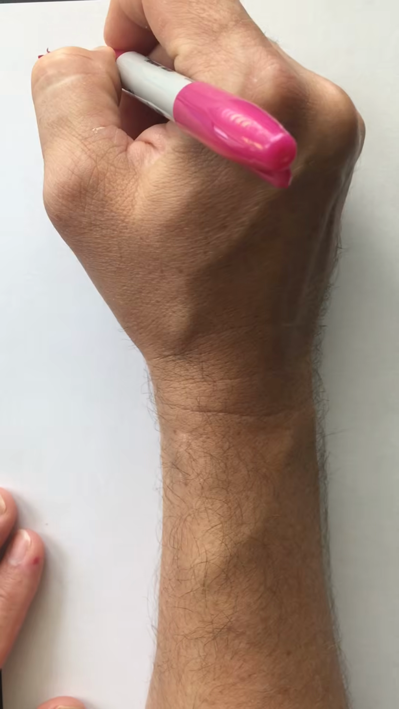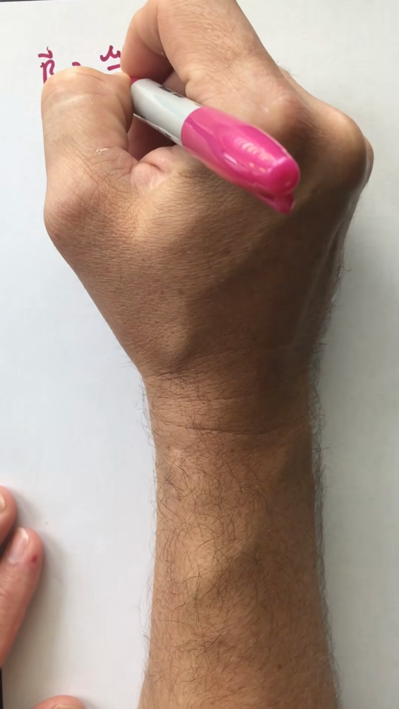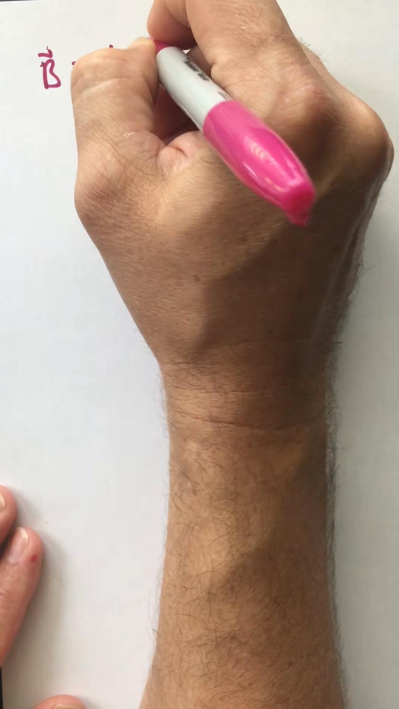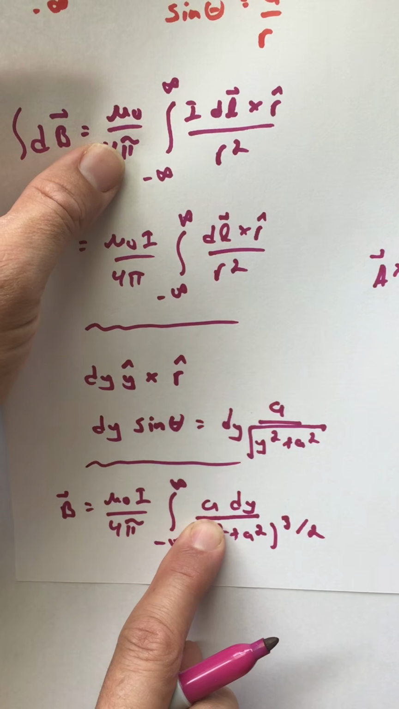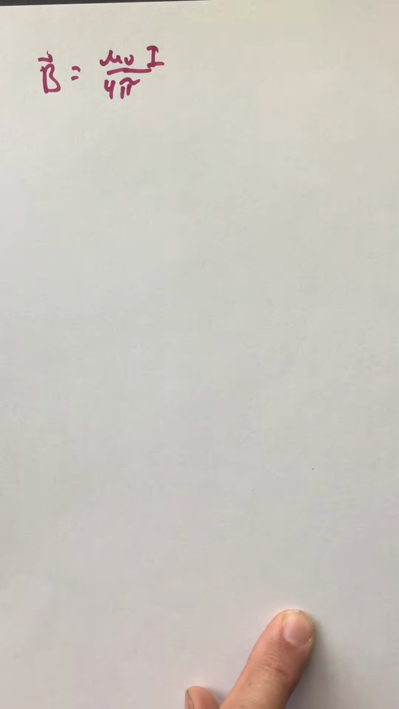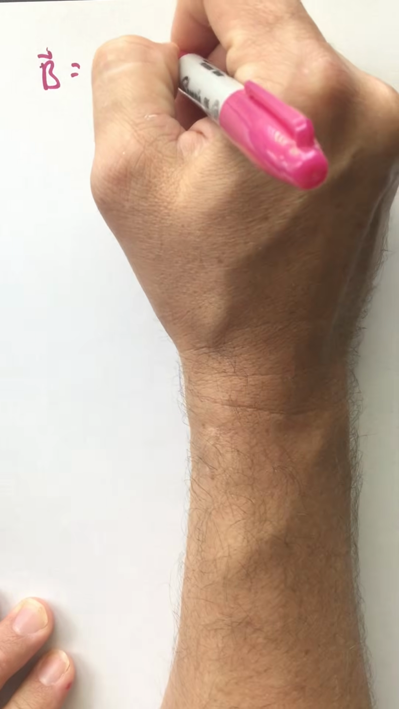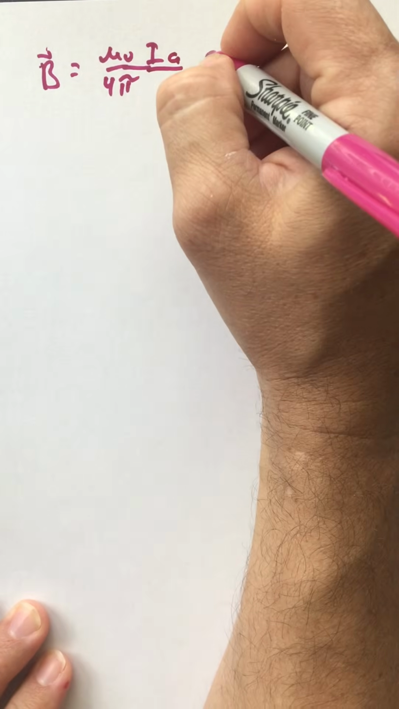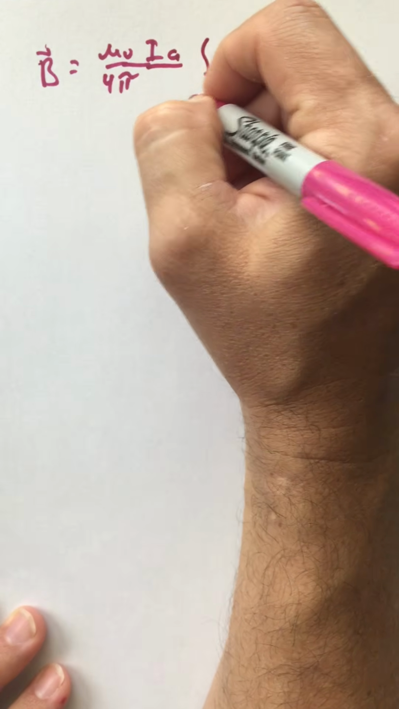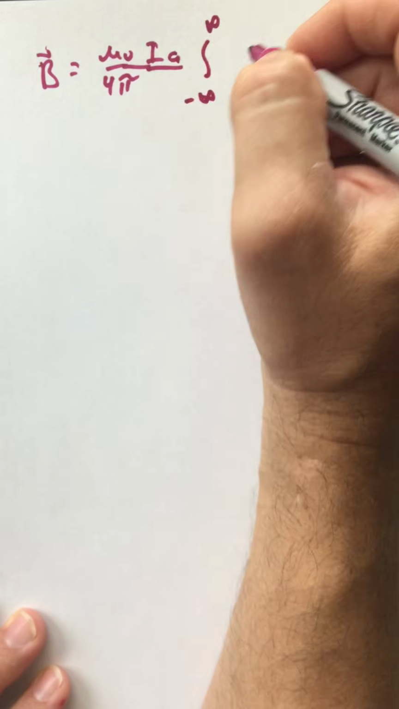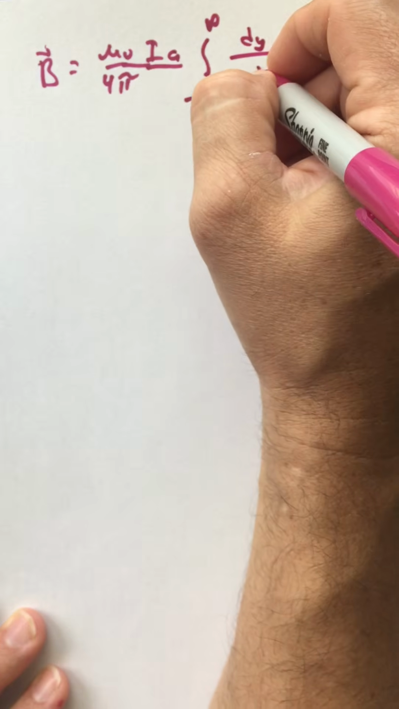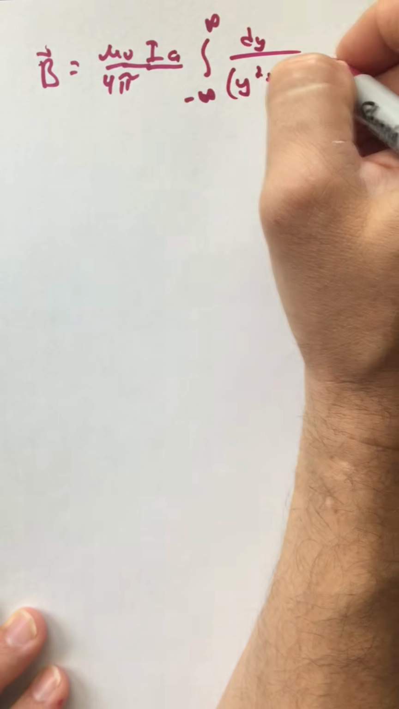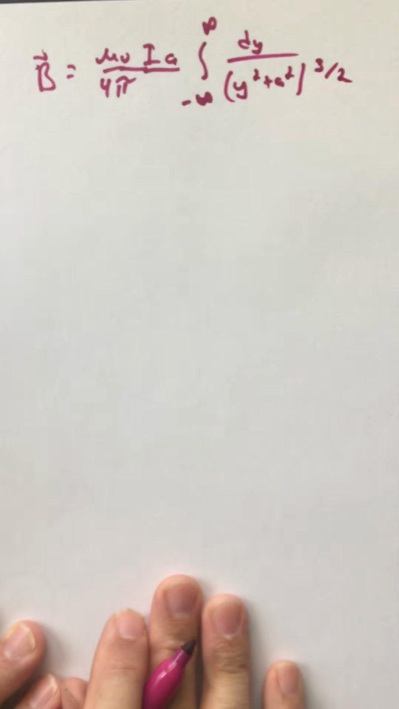B is equal to mu naught over 4 pi. There was an I here. Let me go ahead, if it's all right with y'all, and pull out this constant. We just got an a, that's a constant. Mu naught I a over 4 pi, integral negative infinity to infinity of dy over y squared plus a squared to the 3/2 power.